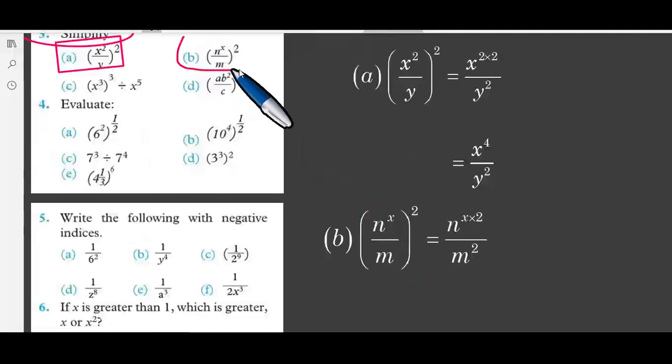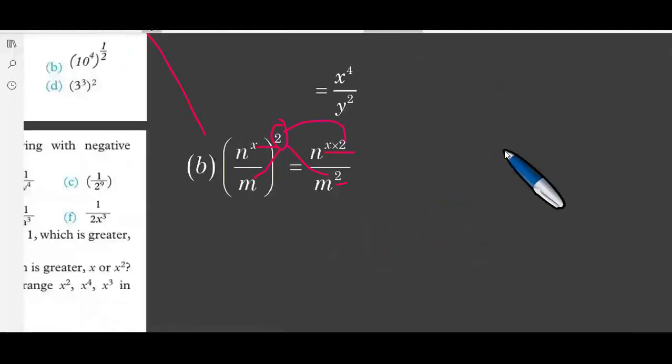Option B here. See, same law. These 2 was here, and then you see that the final answer is 2x and m to the power 2, m square.